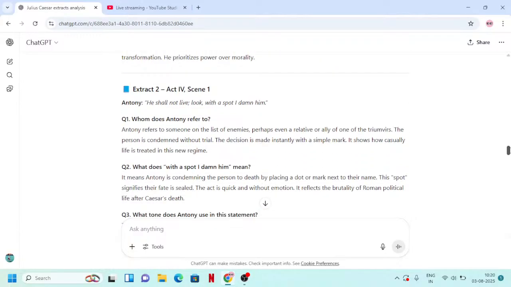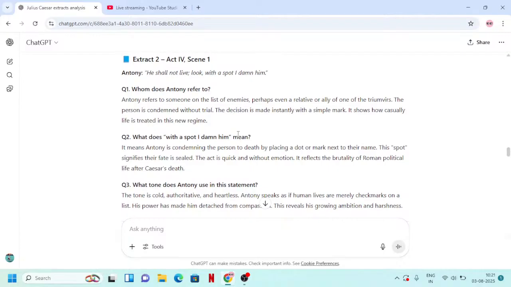So the second extract is, he shall not live. Look with a spot, I damn him. Whom does Antony refer to? Antony refers to someone on the list of enemies, perhaps even a relative or ally, and it was his nephew, his own nephew he is talking about here, of one of the triumvirates. The person is condemned without trial. The decision is made instantly with a simple mark. It shows how casually life is treated in this new regime. So he has become that kind of authority that he wants to kill whom he wants.